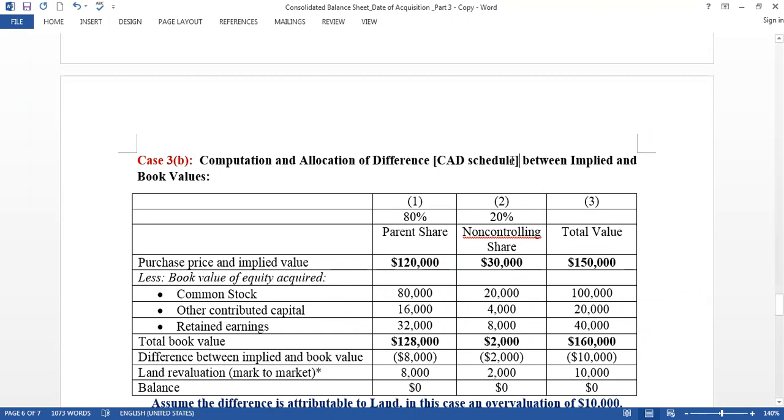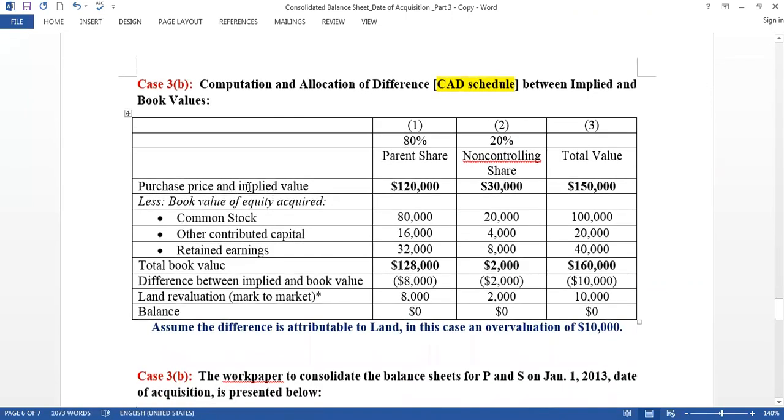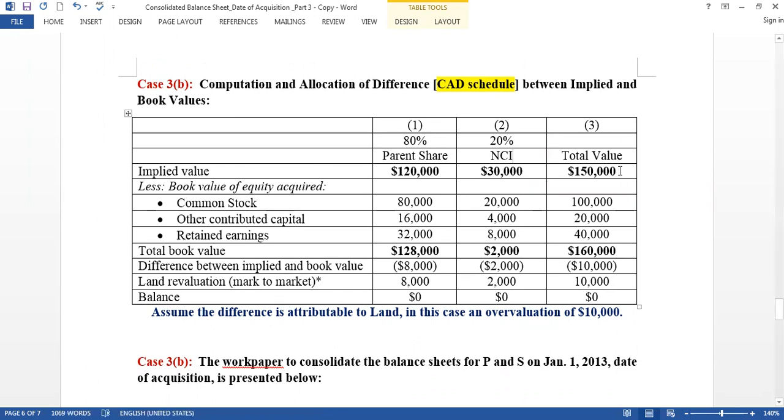So computation and allocation of the differences. We see that implied value is $150,000. We are going to allocate 80% to parent, 20% to subsidiary. Then we are going to allocate the book value. So this is the book value, and we allocate it 80% and 20%.